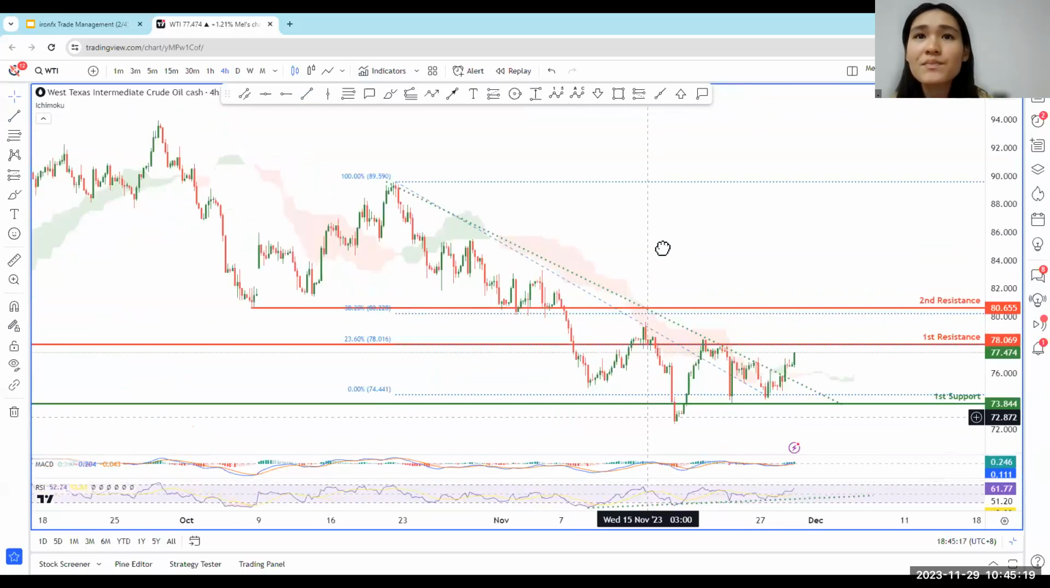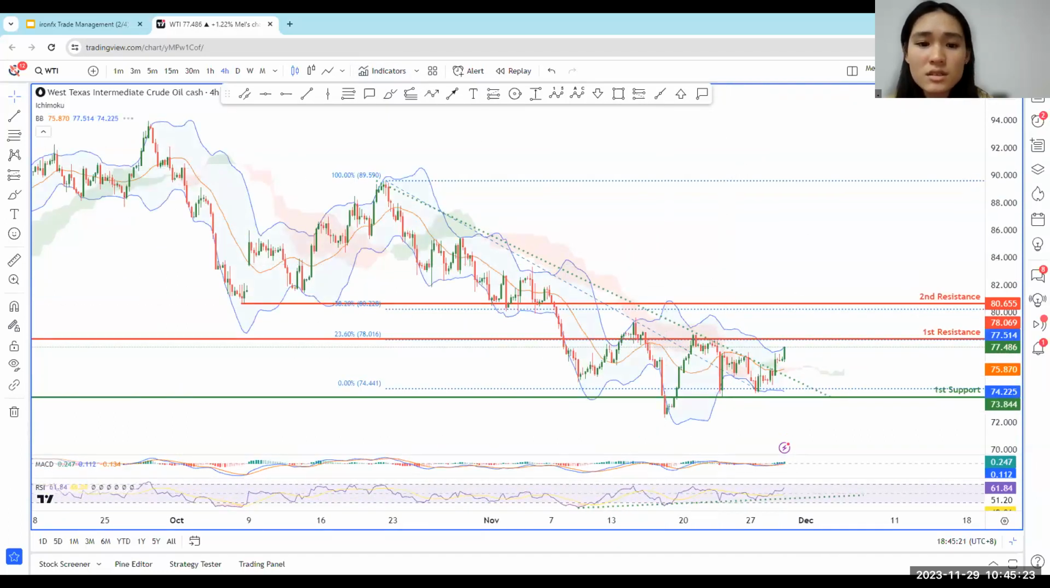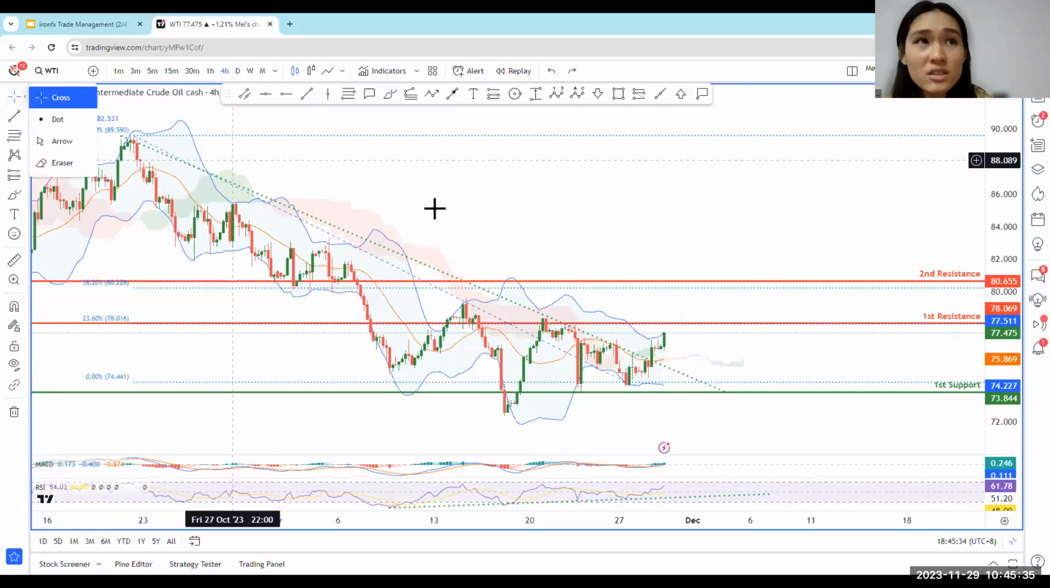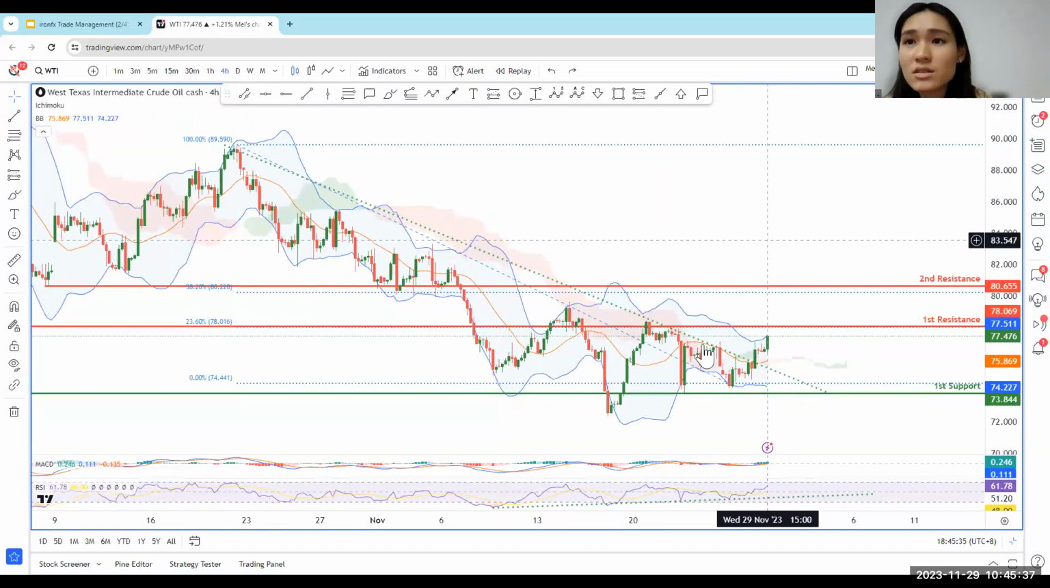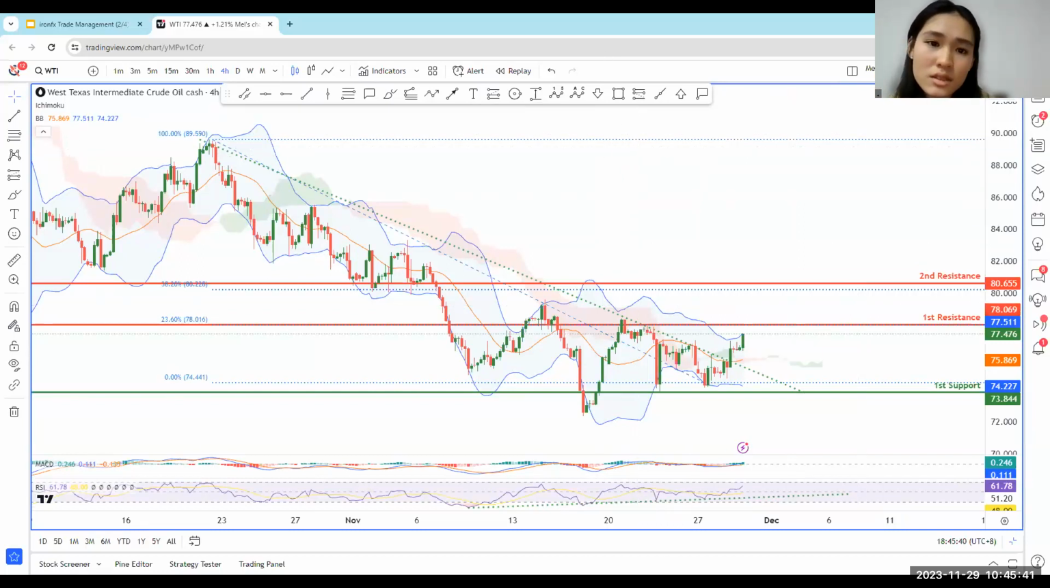And then let's look at Bollinger Bands maybe. You can see price breaking out above the upper Bollinger Band as well. So that is a bullish signal as well.